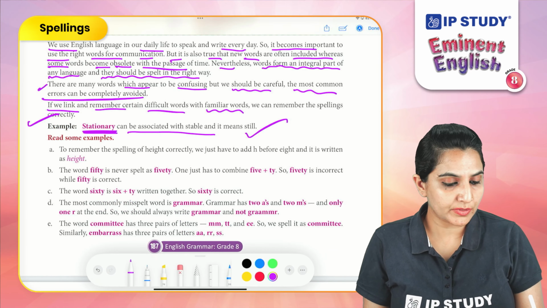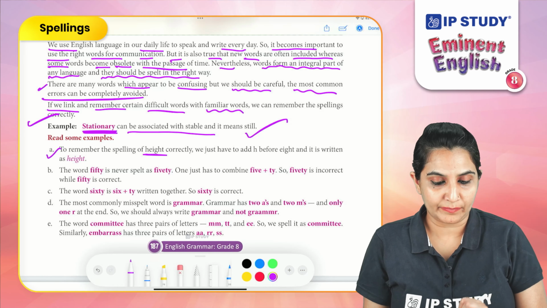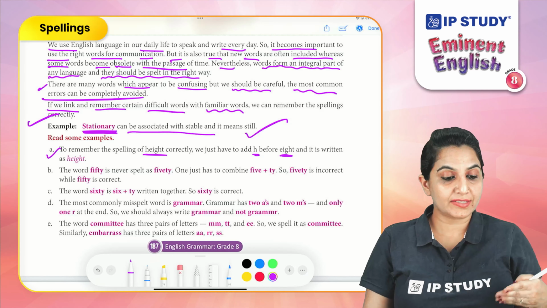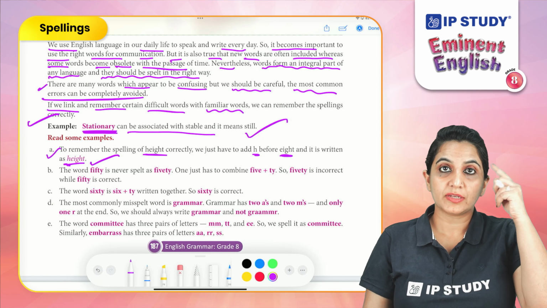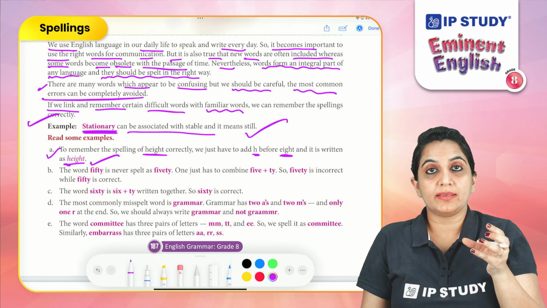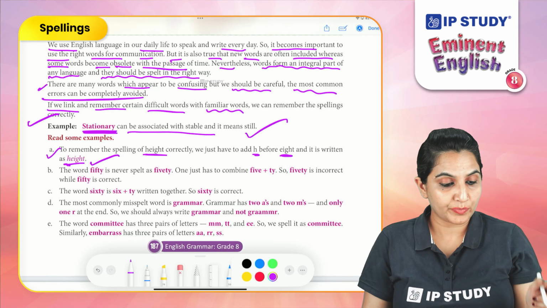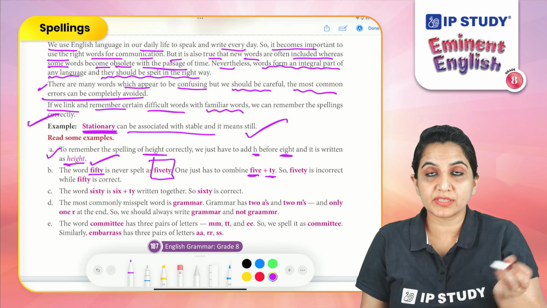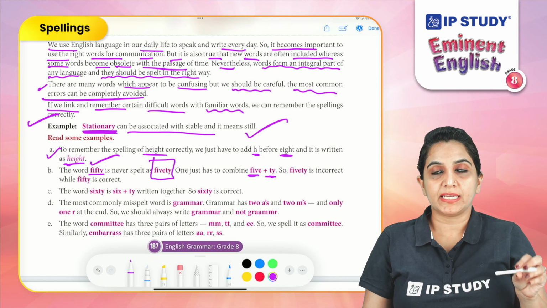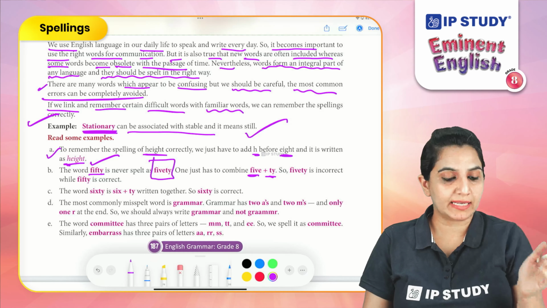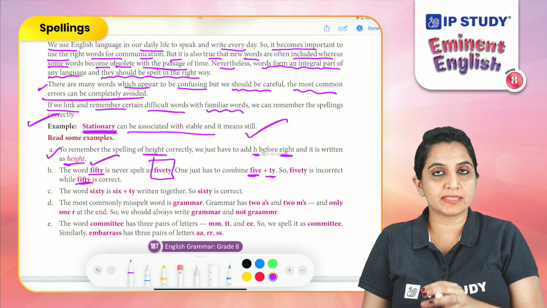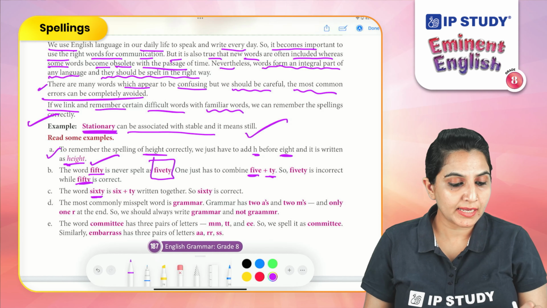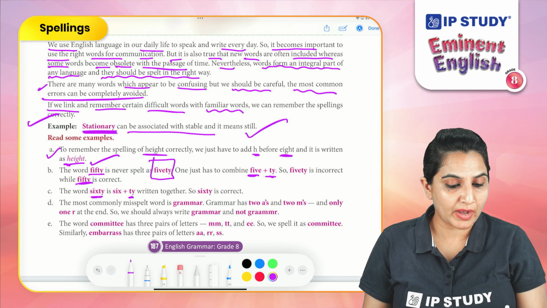Let us read some more examples. To remember the spelling of height correctly, we just have to add H before eight. Eight, height, and it is written as height. Just to create a picturesque memory, you can think of it like that: just add H before eight. The word fifty is never spelled as fivety, because when we combine five and put the suffix TY, fivety has no sense. That's why we replace VE with F. The word sixty is just adding the suffix TY to six.